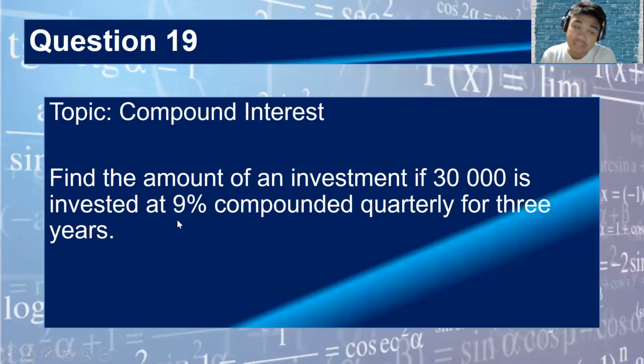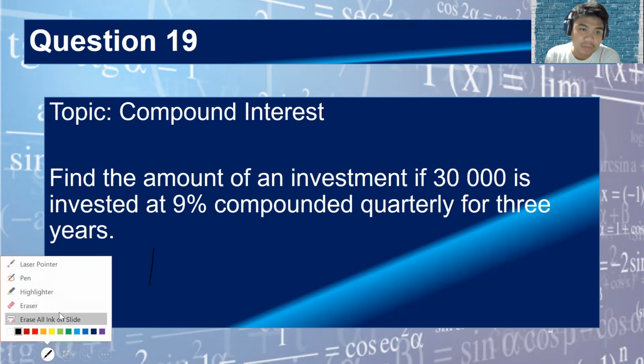Question number 19 is also on mathematics of investment. It is on compound interest. So here is the problem. Find the amount of an investment if 30,000 is invested at 9% compounded quarterly for 3 years. So the formula for compound interest is equal to, okay, let us change the color of my pen.